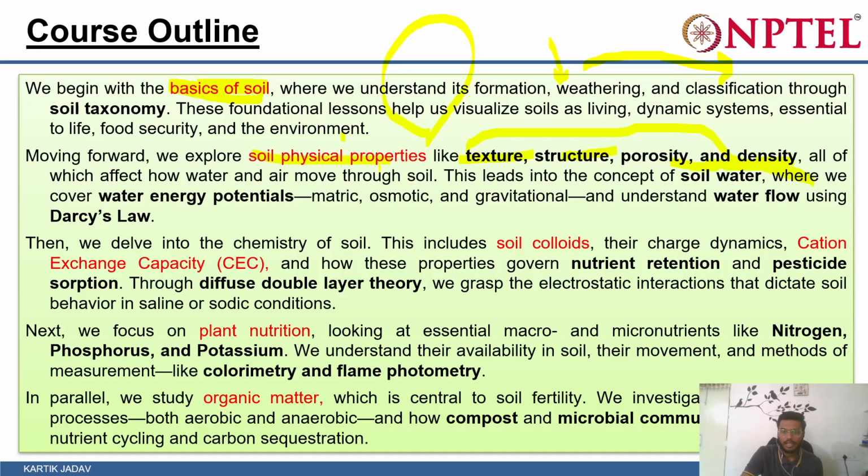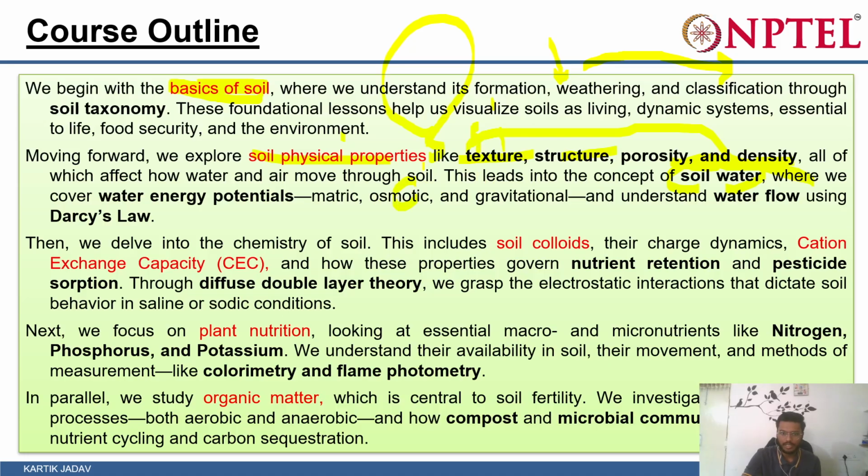In addition to this, for soil water movement, we also divided soil water into the water energy potential concept. We covered matric potential, osmotic potential, and gravimetric potential. Then we dwelled into the chemistry of soils. Since we had covered physical properties, we went into detail about soil chemistry, where we found out about soil clay particles. In soil texture, we have sand, silt, and clay.